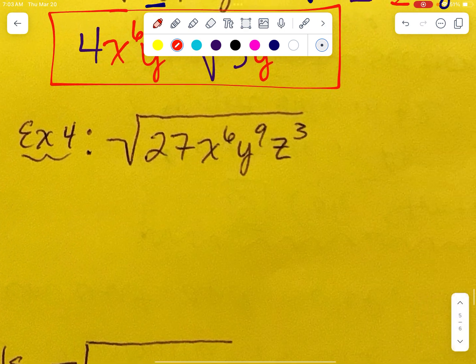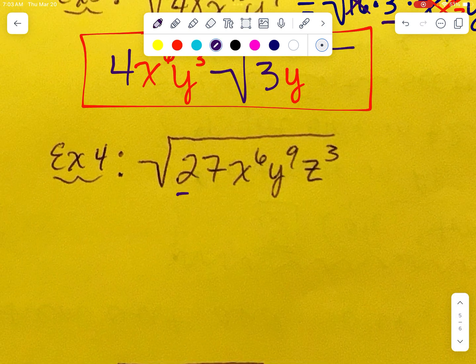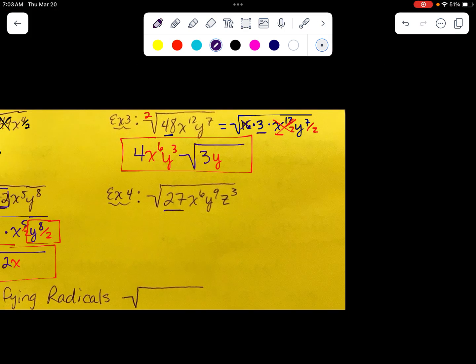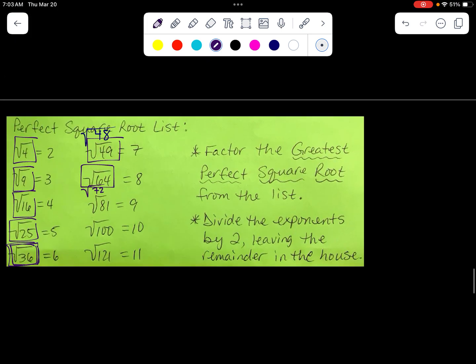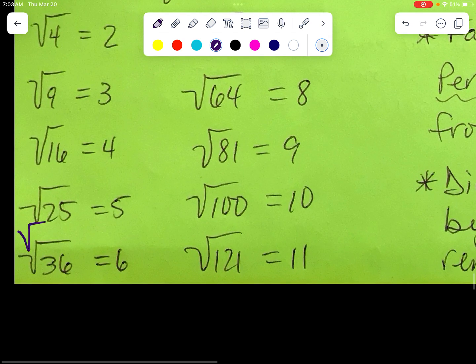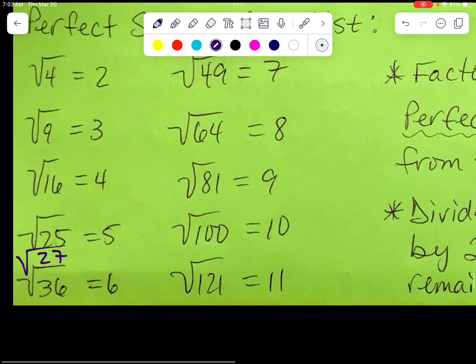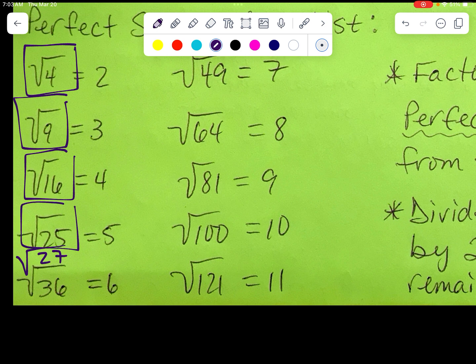Okay, one more here. The square root of 27. Let's figure out where 27 is on our perfect square root list. Let's clean this up here. So 27 is between 25 and 36. So we're looking at all the values less than 27. So we have the square root of 4, 9, 16, and 25. Out of those 4 numbers, which is the largest number that goes into 27? That would be 9 right here.